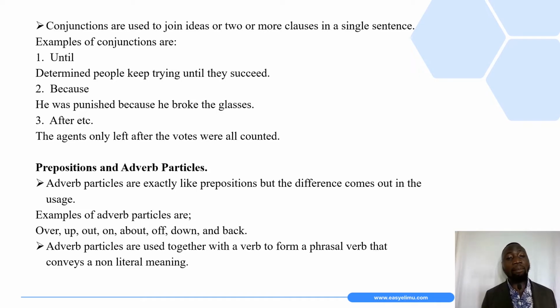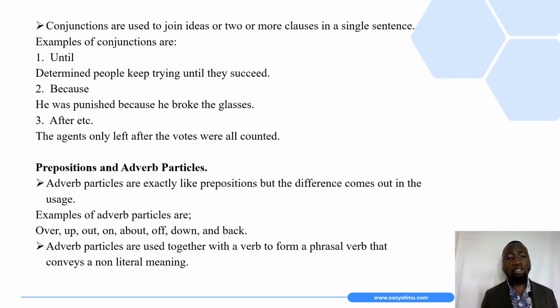Looking at the first conjunction, until: determined people keep trying until they succeed. The conjunction there has been used to connect two ideas, or two clauses. The first one is the people who are determined, being connected to the second clause, that is success.